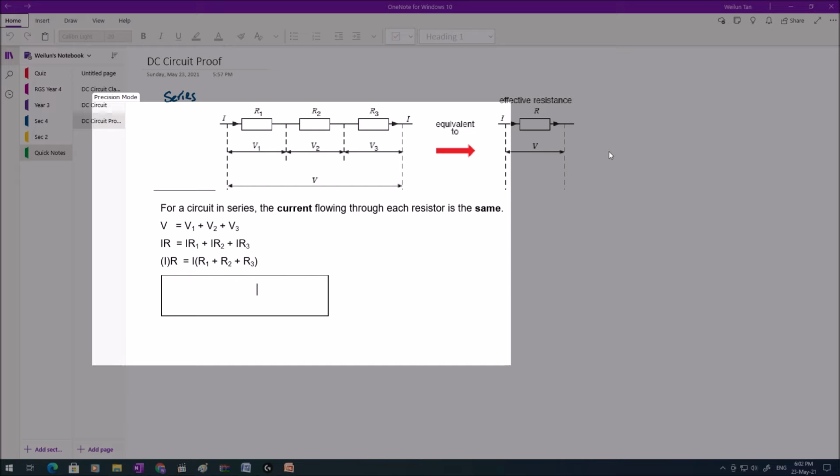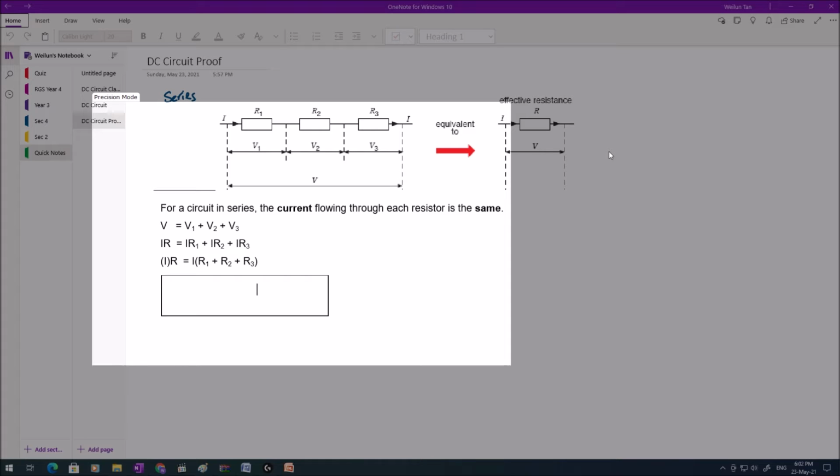EMF is equal to the sum of the potential differences across it. So V equals V1 plus V2 plus V3. And because V equals IR, I can rewrite everything in terms of IR, where I is the same current throughout, and R1, R2, and R3 represent the resistances of the three resistors.